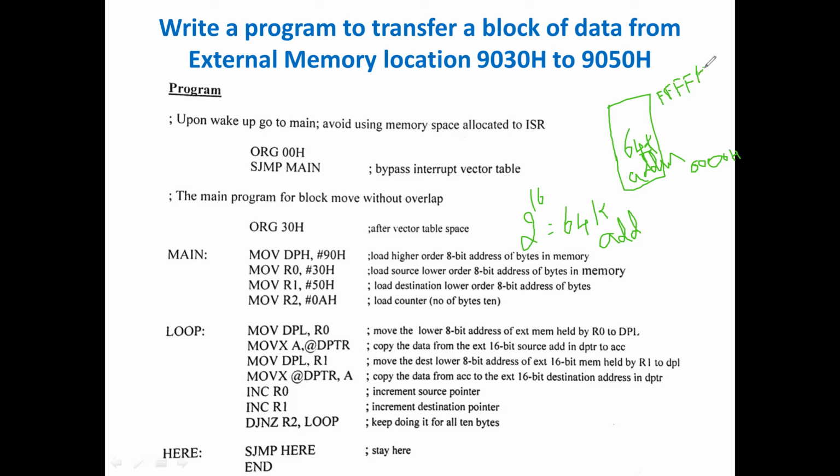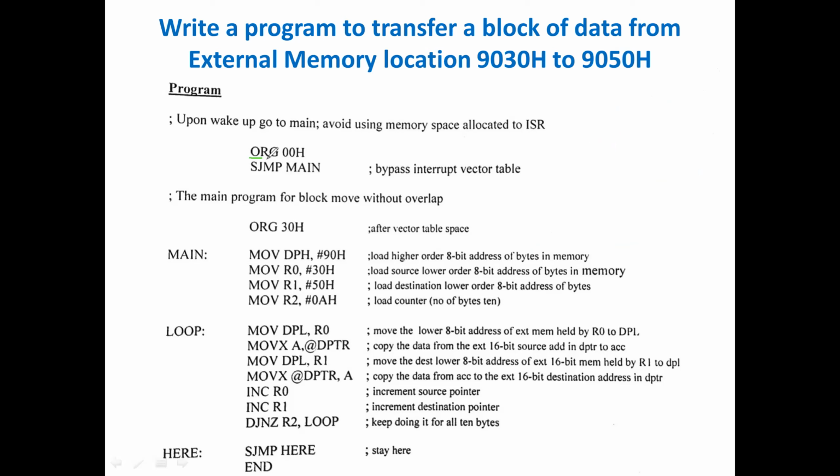This is the range. So between these locations, whatever data you want, you can access through your 8051 controller. You can get the data or save the data in this number of locations. So these are all general inputs. Let us start the program.